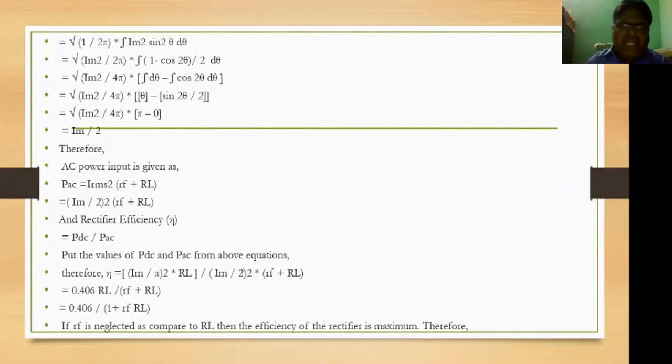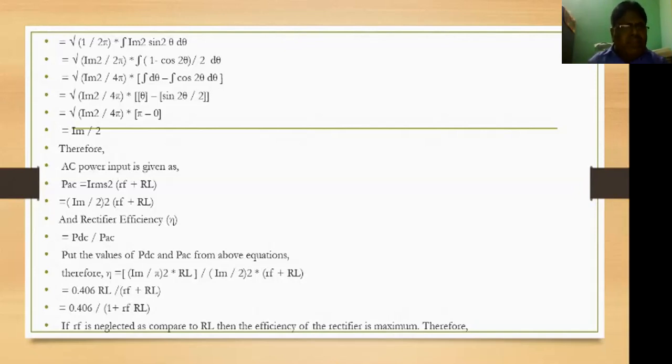You know what PDC is, the output power, and you know the input power. The two are substituted in the above formula for the values of PDC, I mean output power, and AC input power from the above equations. Therefore, eta is equal to (Im by π) squared into RL divided by (Im by 2) squared into (RF plus RL). Finally, 0.406 RL divided by (RF plus RL). That is equal to 0.406 divided by 1 plus RF by RL.